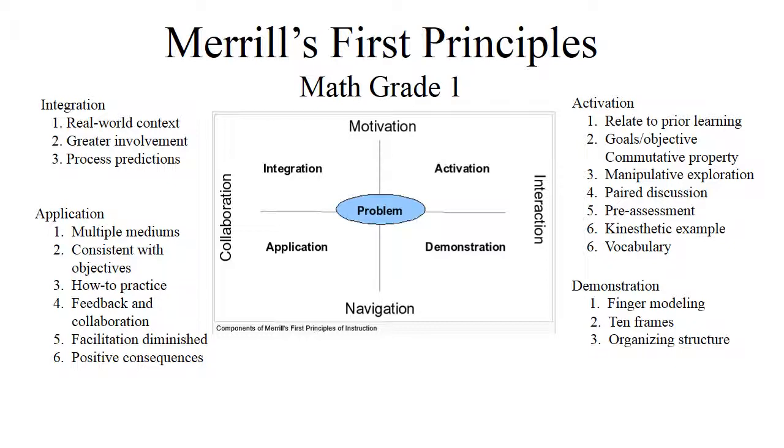So let's talk about activation, and you can see that we still have the 4 principles around a problem, or Merrill would call it a task, but we also have a little different graphic this time, in that we've added motivation, interaction, navigation, and collaboration, because those are also important aspects of these phases. So first we're going to talk about activation.